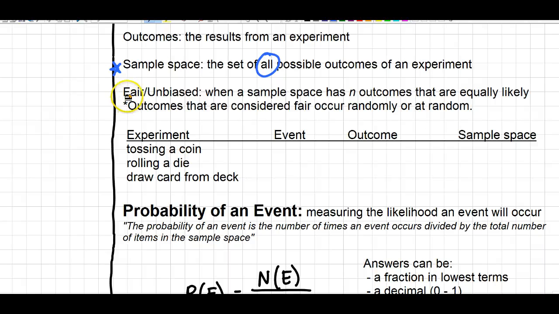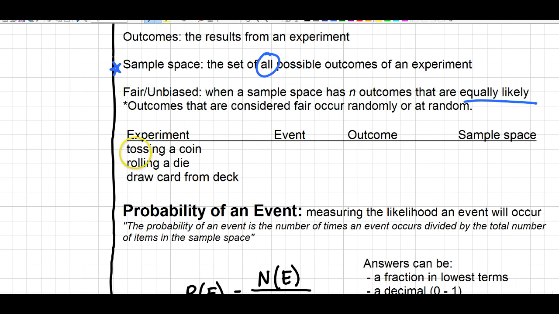Just to be real clear here, most people have a basic and general understanding of what it means when something is fair. When our book talks about things that are fair or unbiased, they mean specifically that the sample space has n outcomes and those outcomes are equally likely as each other. So know that probably your working definition in your brain about what fair means is going to apply here as well, but specifically we're talking about outcomes that are equally likely. Outcomes that are considered fair will occur randomly, or at random, so that's also included in their definition.